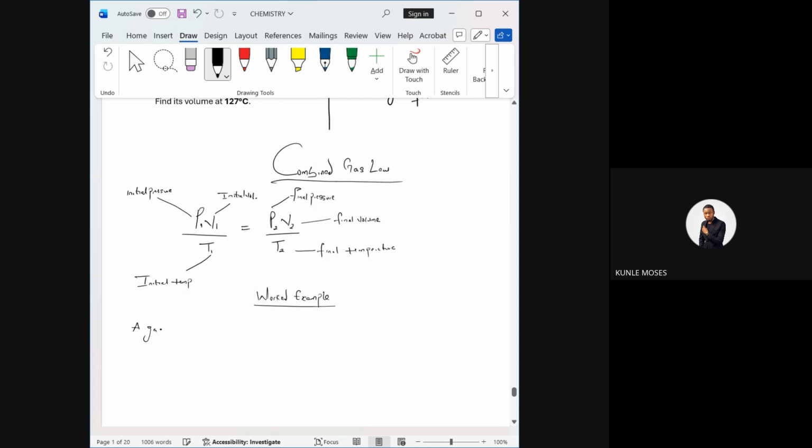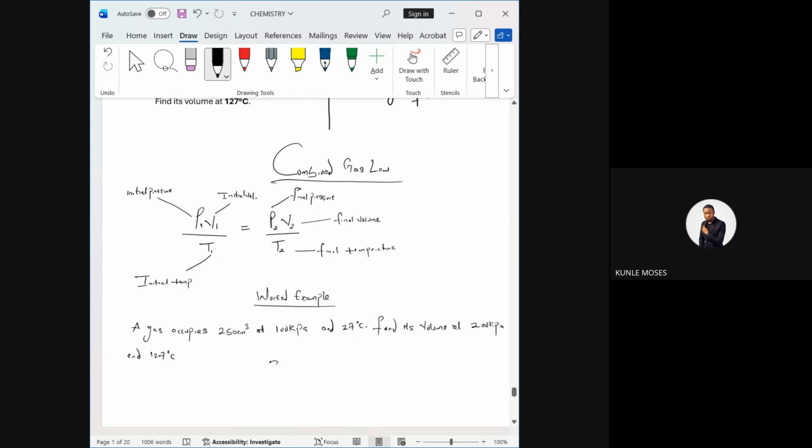They said a gas occupies 250 centimeter cube at 100 kPa and 27 degrees C. Find its volume at 200 kPa and 127 degrees C.